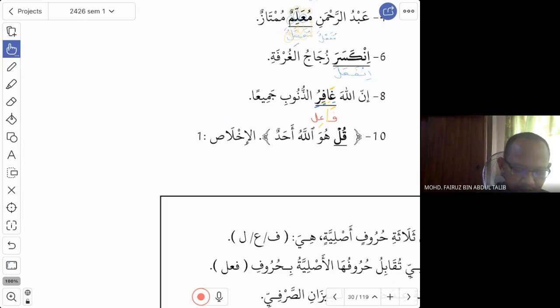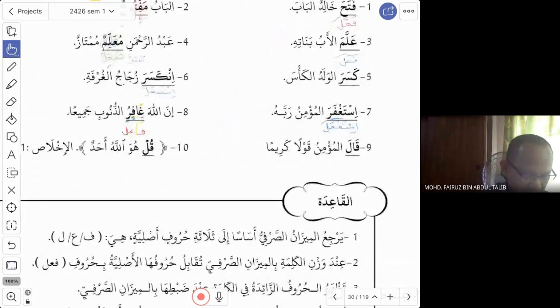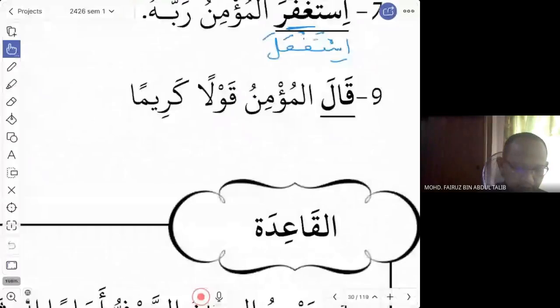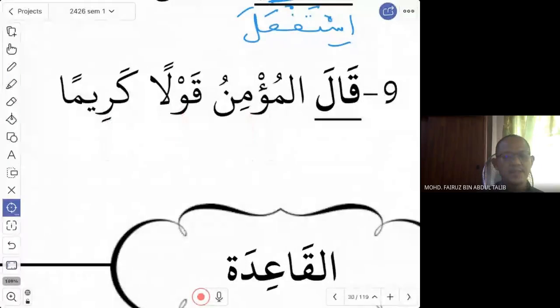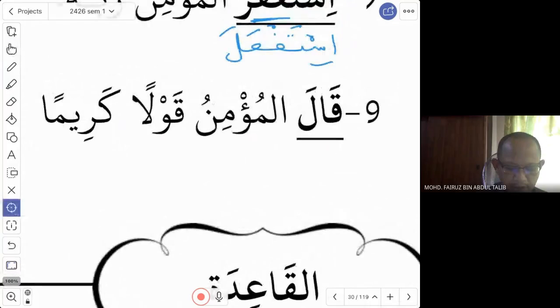قال المؤمن قولا كريما. The mu'min said good words. Okay, now this is quite a bit different from what we have seen before. If you look at the word qala, this is a fi'il, a verb. But do you see any wazan in the list that we have learned that you can match to this word qala?